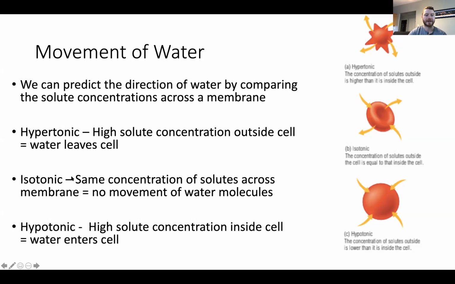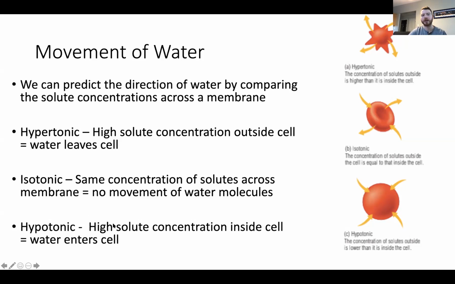Next, we have isotonic. This is the same concentration of solutes across the membrane. So the solution outside of the cell and the intracellular chemical composition is equal. So there's not going to be any movement of water molecules across that membrane. Okay, hypotonic. This is when we have a high solute concentration inside of the cell. And because, again, the water wants to reduce that concentration gradient, that water is going to enter the cell.